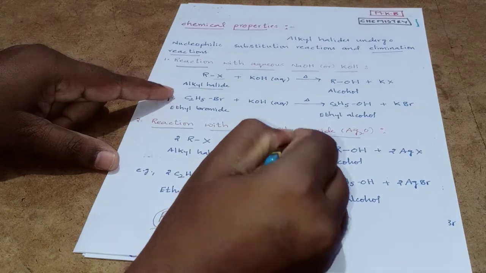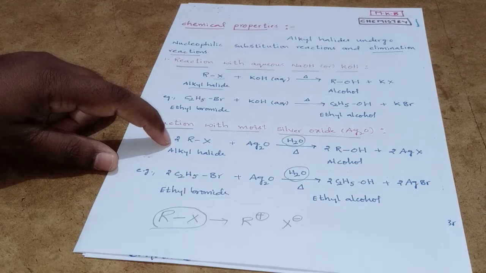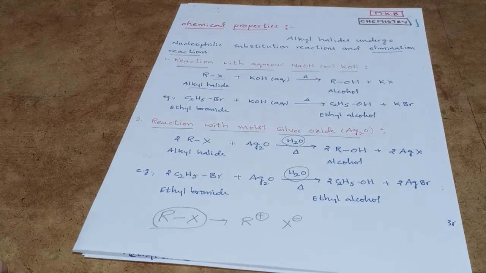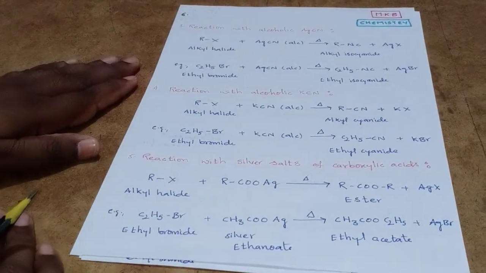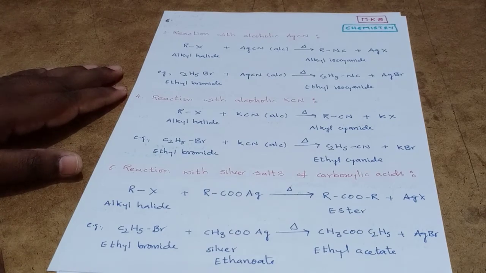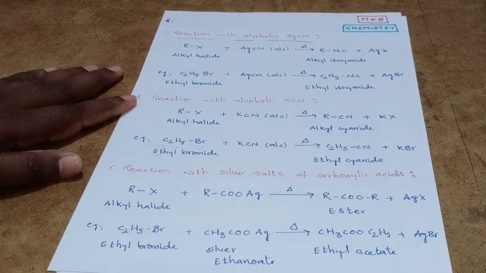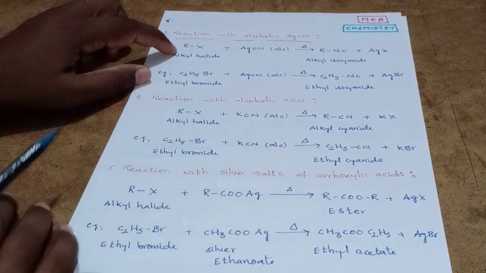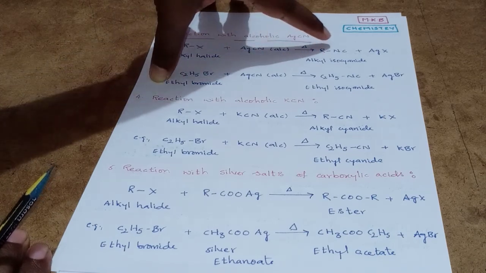This is very important. With moist silver oxide, alkyl halide gives alcohol. With dry silver oxide, it gives ethers. We'll discuss that in later classes. So with moist silver oxide, it gives alcohols. Then the reaction with alcoholic AgCN. Here the solvent is alcohol. When alkyl halides react with alcoholic silver cyanide, we will get isocyanide.